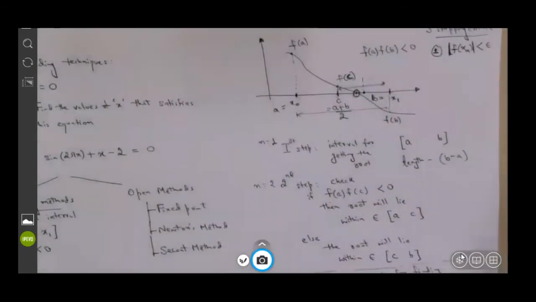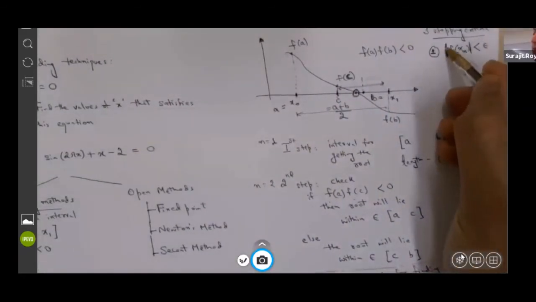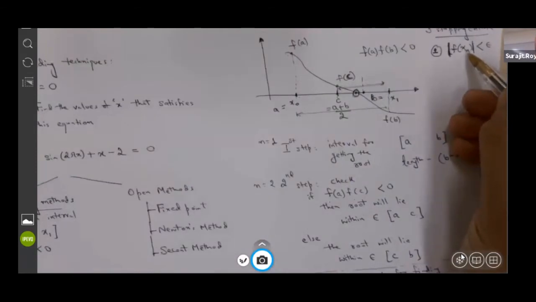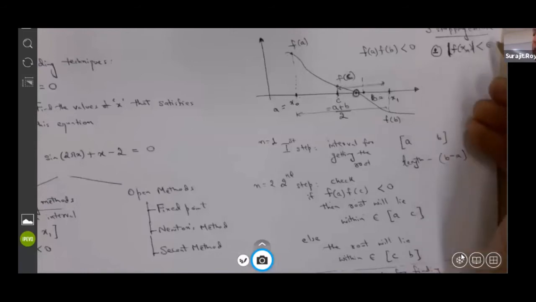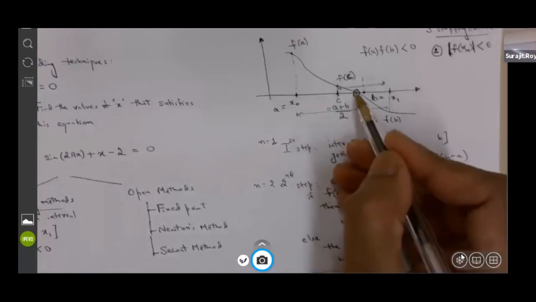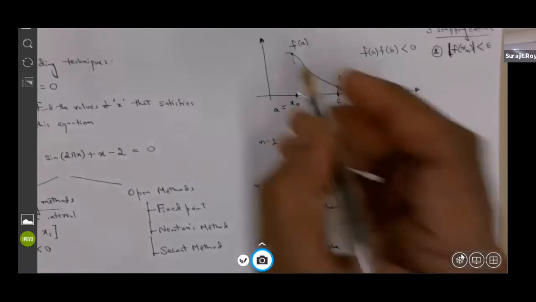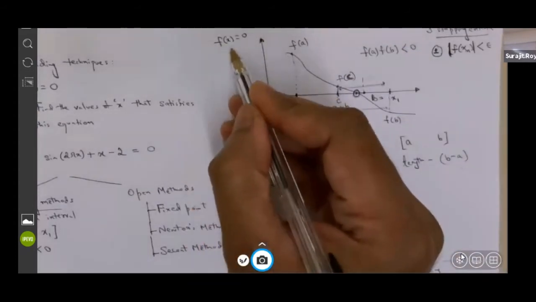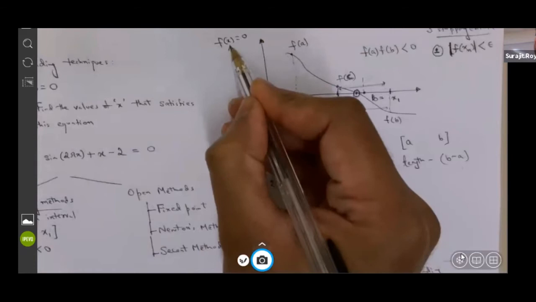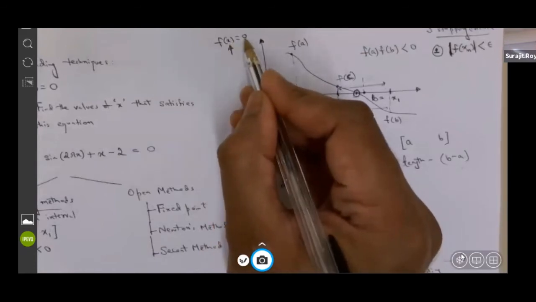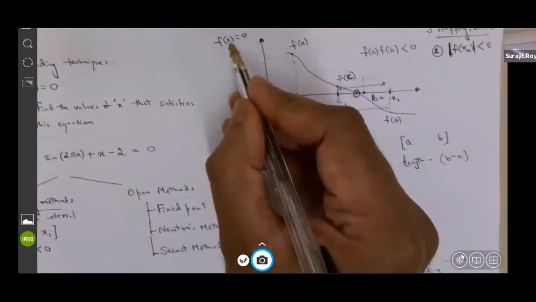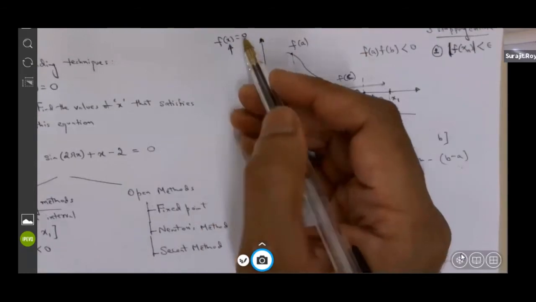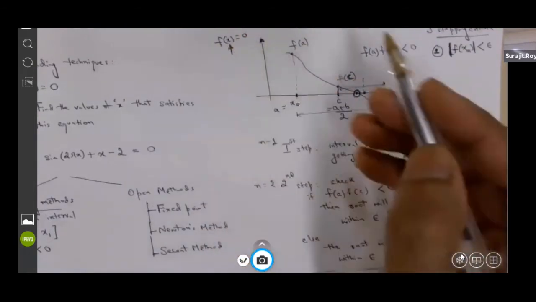You are going to pick the value of x at the nth step, and you check that the function value has to be less than the threshold, because what we are eventually trying to do is find a root. When we say we are trying to find a root, we are solving f(x) equals 0. That's what we are trying to solve. So our objective is to find the value of x such that f(x) becomes equal to 0, isn't it? Right?